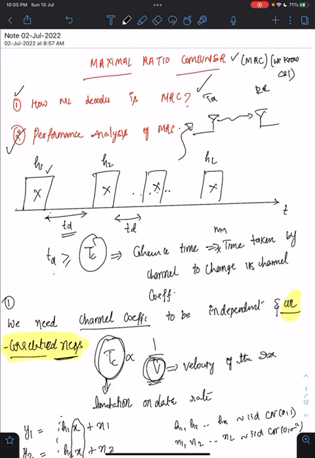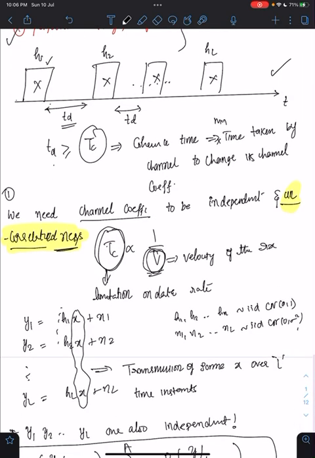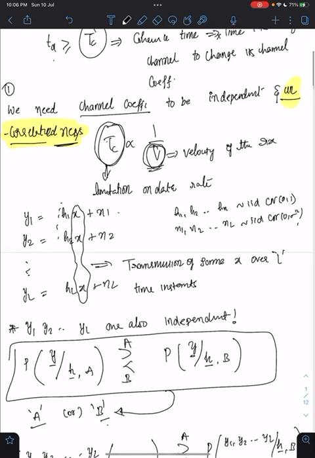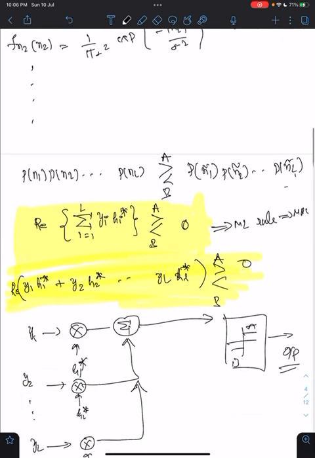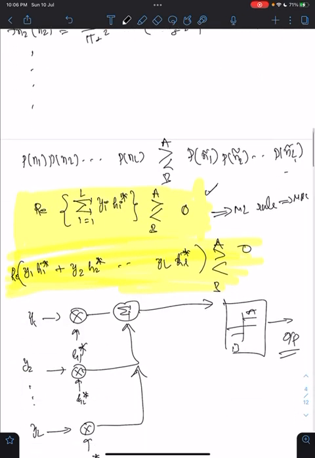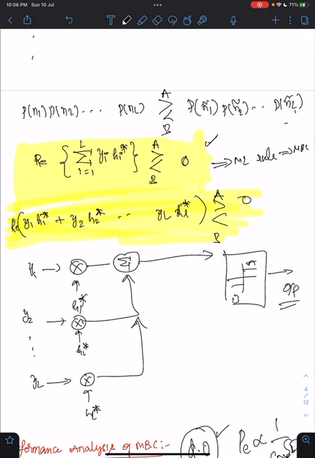So let's just brief it up. I started with repetition coding. Basically, I'm sending the same symbol x L times, considering the fact that TD has to be greater than TC, to make sure that H1, H2, H3, ..., HL are IID. And why do we need these channel coefficients to be IID? Because it's affecting diversity order. Velocity is inversely proportional to coherence time, and we have written these equations, and we figured out the ML decoder is MRC itself, and we figured out the rule, which is y·Hi* greater than or less than 0, which turns out to be nothing but MRC.